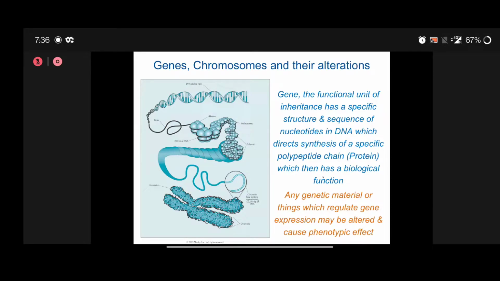So to begin with, what are the genes, chromosomes, and alterations? So, we have human chromosomes. Genes are the functional unit of inheritance, and they are not just any stretch of DNA. They have a specific structure and sequence of nucleotides. So the start codon, the stop codon, and this directs the synthesis of a specific polypeptide chain, which we call protein, and proteins have biological function. And any genetic material or things which regulate genetic expression may be altered, and whenever that happens, it may or may not cause a phenotypic effect. So that's what we'll talk about.